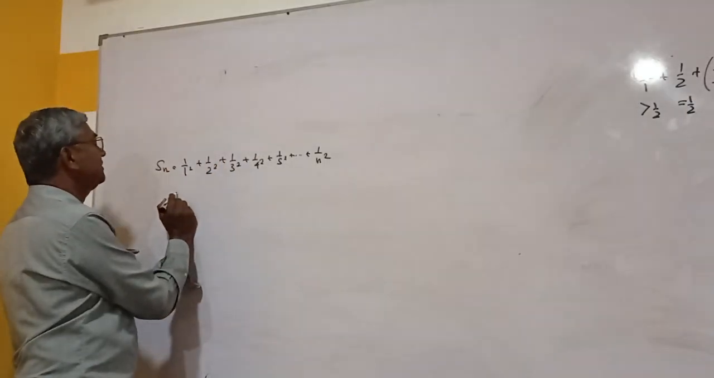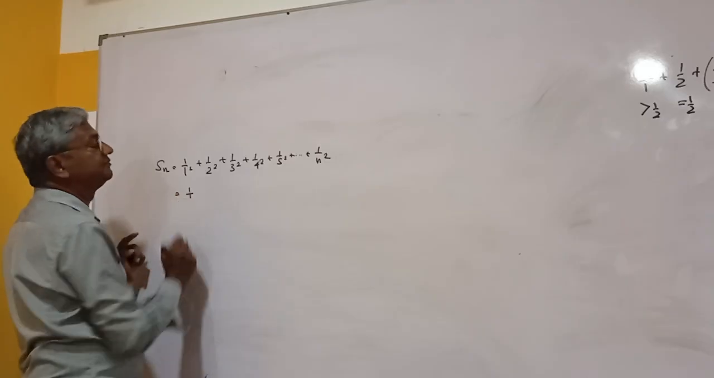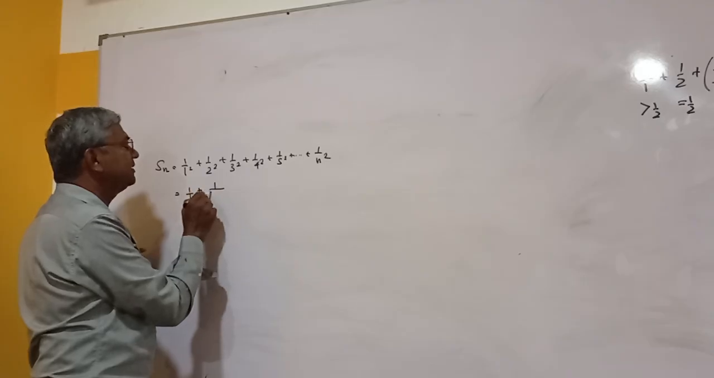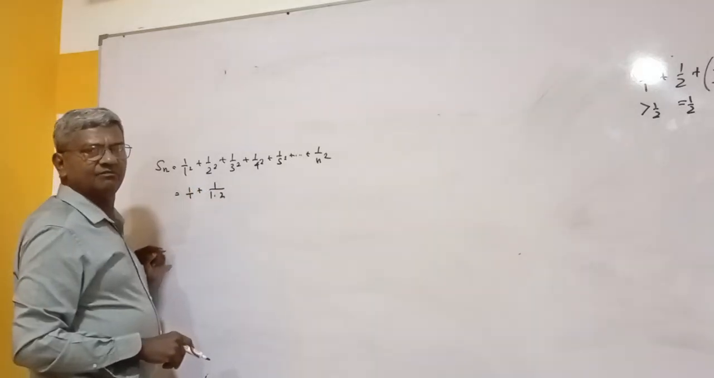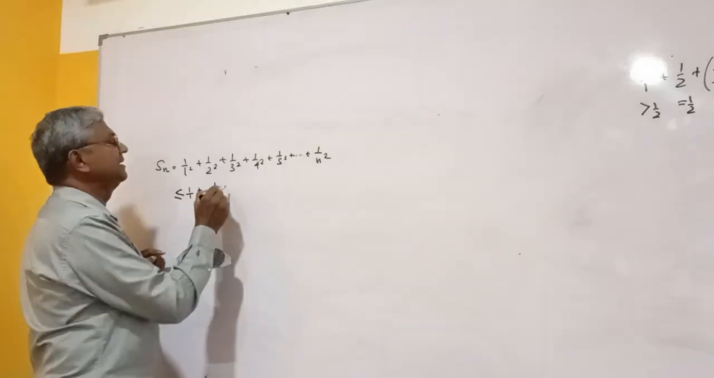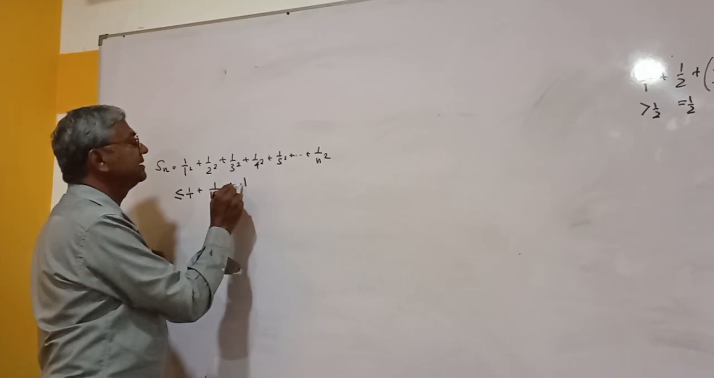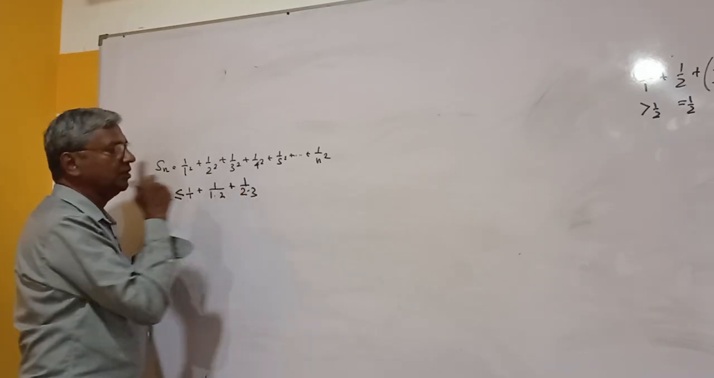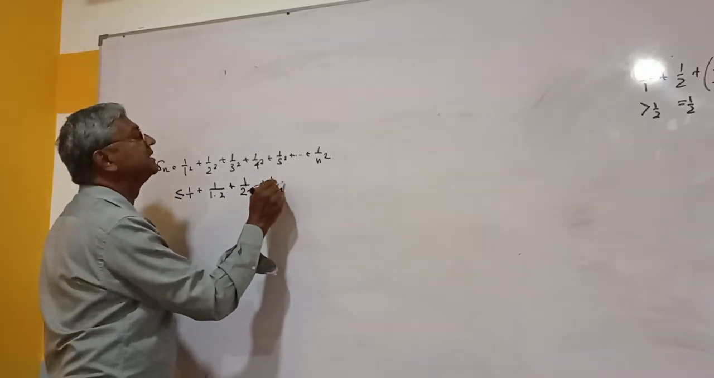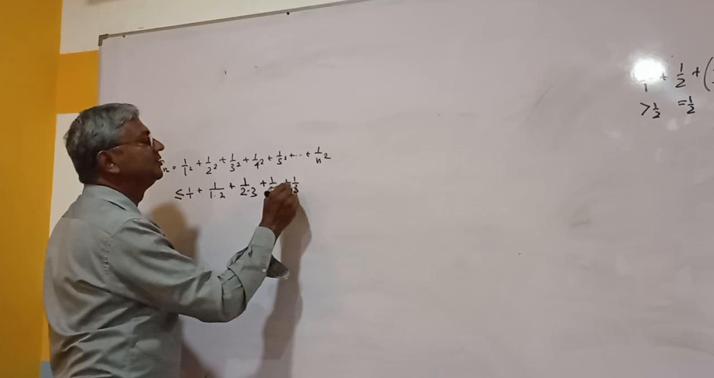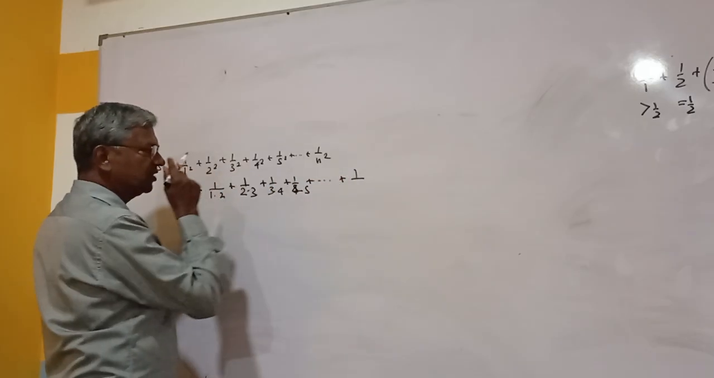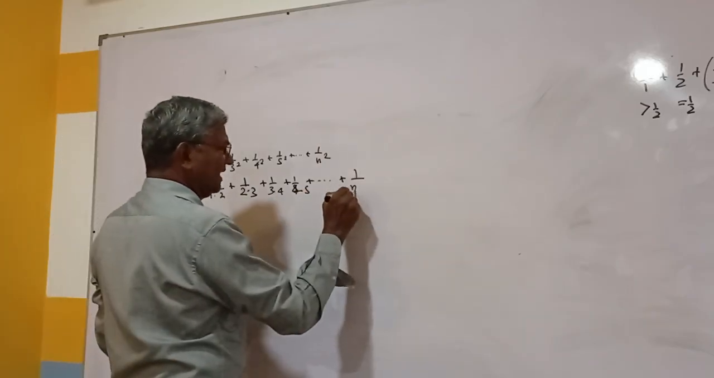You can write this one as 1 over 1. 1 over 2 squared is less than or equal to 1 over 1 times 2. This one is bigger. Then 1 over 3 squared is less than or equal to 1 over 2 times 3. Then 1 over 3 times 4, 1 over 4 times 5, and so on, up to 1 over n minus 1 times n.